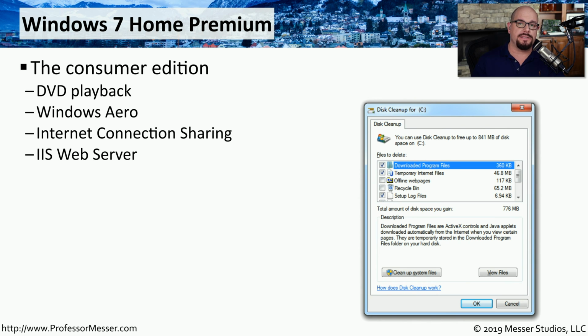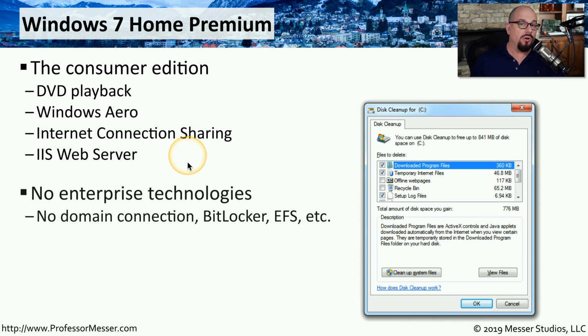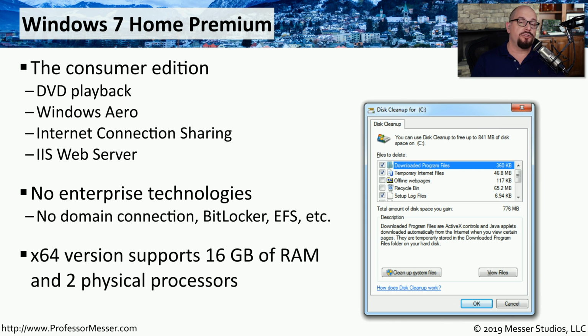Windows 7 Home Premium is the version of Windows that was built for the consumer market. As the name implies, this is the version of Windows that you would commonly find running in the home. It allowed for DVD playback, there was graphical functionality with Windows Aero, you had the Internet connection sharing and IIS web server functionality as well. But again, because this was in the home, you didn't have any enterprise functionality, such as domain connectivity, BitLocker, or EFS. This version of Windows 7 is available as a 64-bit version, and it supports up to 16 gigabytes of RAM and 2 physical processors in the computer.